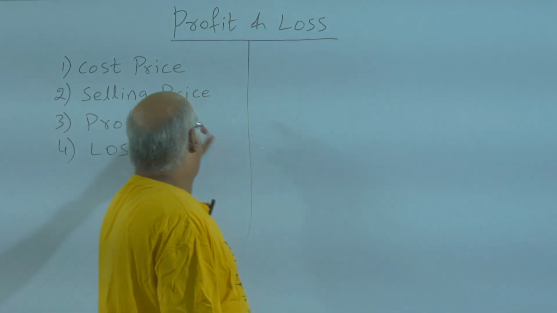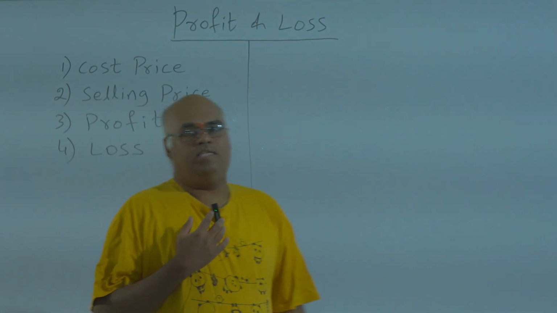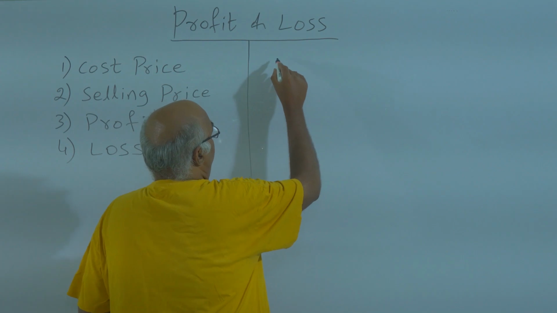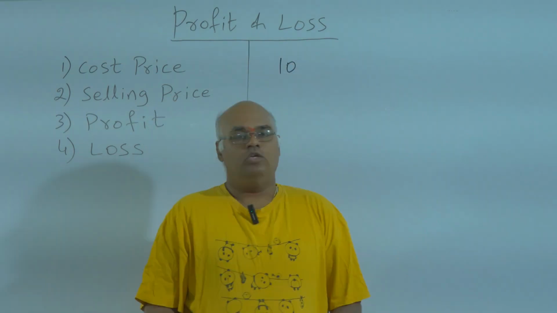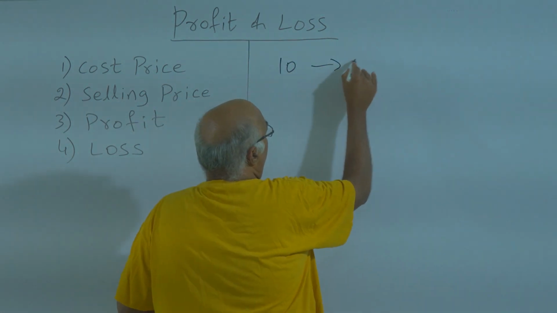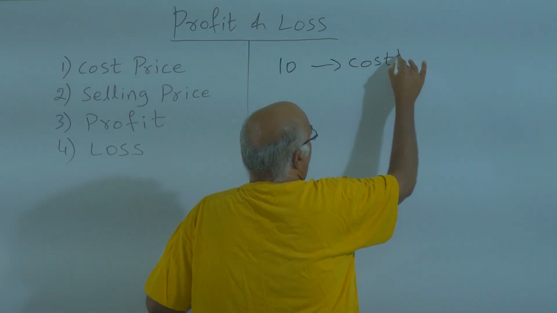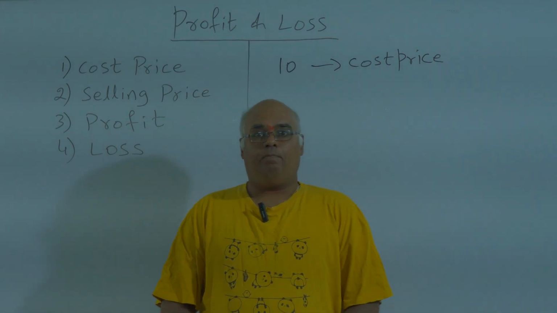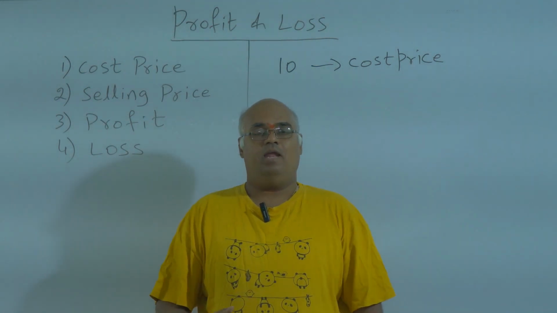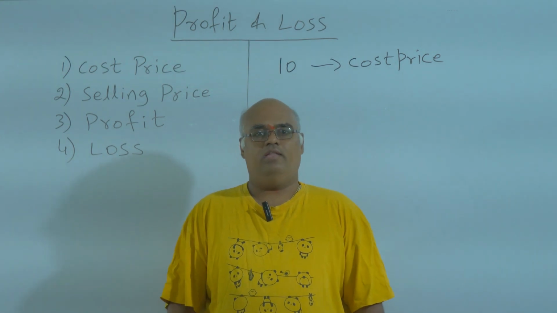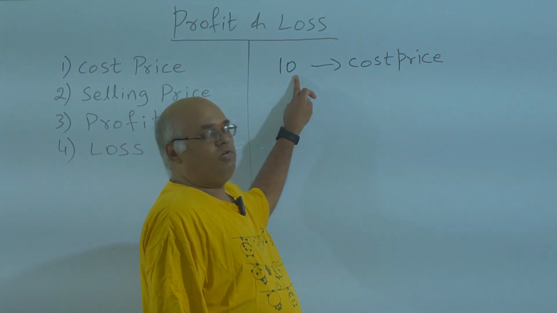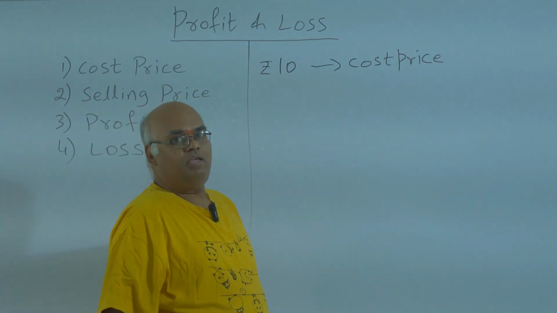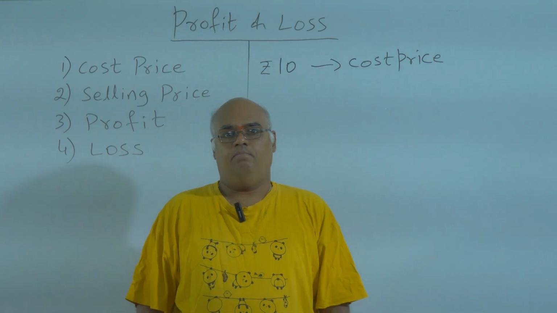Now let us see the definition of cost price. Suppose say I am a businessman. I have purchased a pen for say 10 rupees. So this 10 rupees is nothing but the cost price. So cost price is nothing but the price at which I am buying an item. It can be a pen, it can be a mobile or anything. Here in this situation the rupees 10 is nothing but the cost price of the pen.